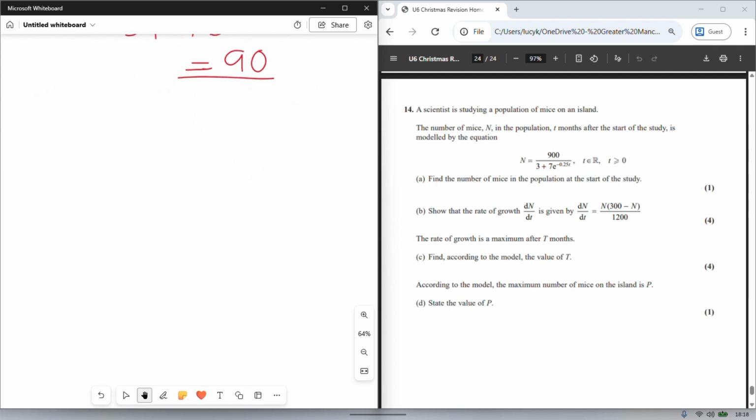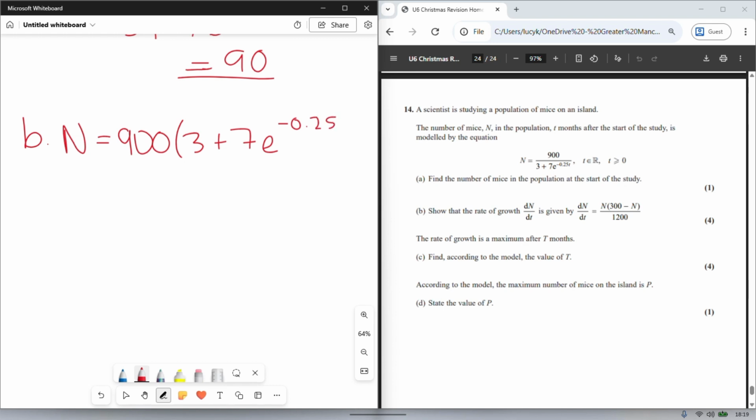So then let's look at part B. Part B is show that the rate of growth dn by dt is given by that thing there. So we want to find dn by dt. So let's start with n, and then we're going to differentiate with respect to t. I'm going to rewrite n, just to make it a bit easier for me to differentiate personally. So I'm going to keep the 900 here, and I'm going to make it 3 plus 7e to the minus 0.25t, to the power of negative 1. I'm going to make it that because it makes my brain happier when I'm differentiating.